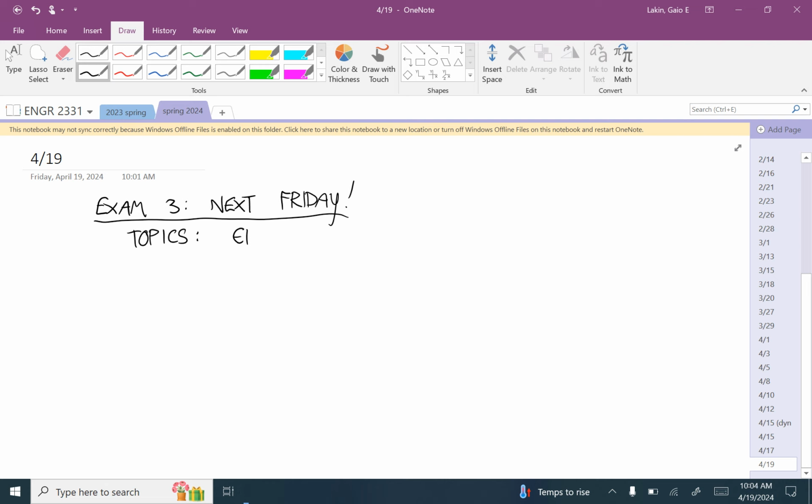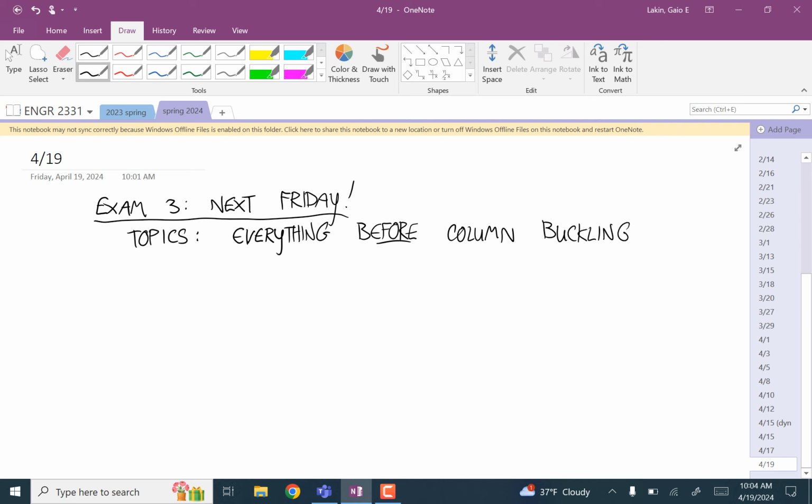So should I memorize all of like the moment of inertia stuff? No, definitely not. Everything like that will be given. Every formula will be given. And that's true in dynamics too. I didn't say that in dynamics, but you don't have to memorize any equations or formulas. Okay, so no column buckling.